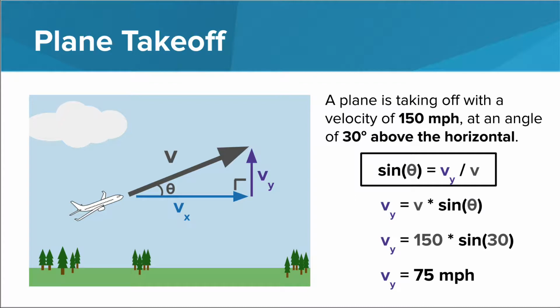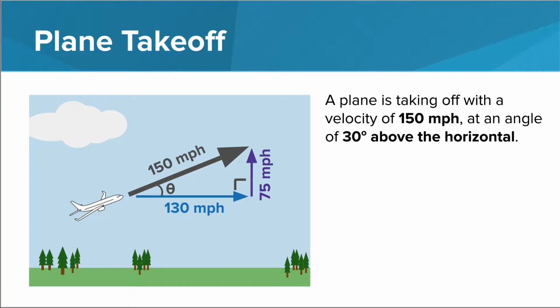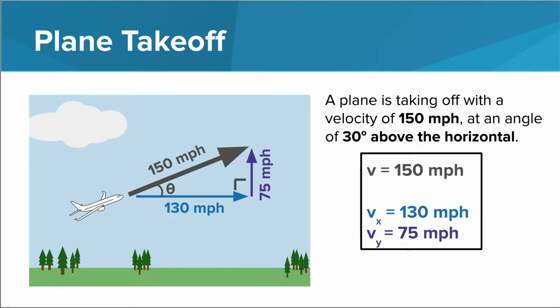That means that while the plane is actually flying at 150 miles per hour at an angle, it is flying upward at 75 miles per hour. Pulling all of this together, we can see the actual velocity of 150 miles per hour, then what that means in both the x and y directions. Of course, we can do the reverse too.